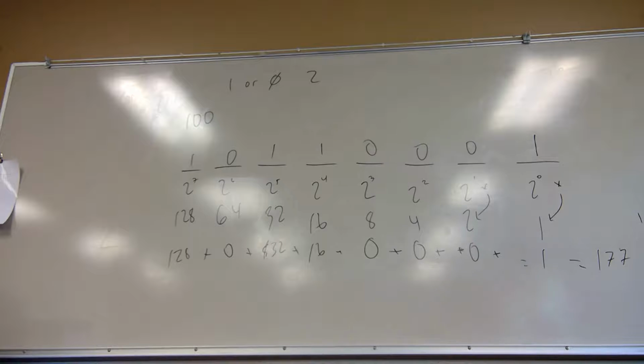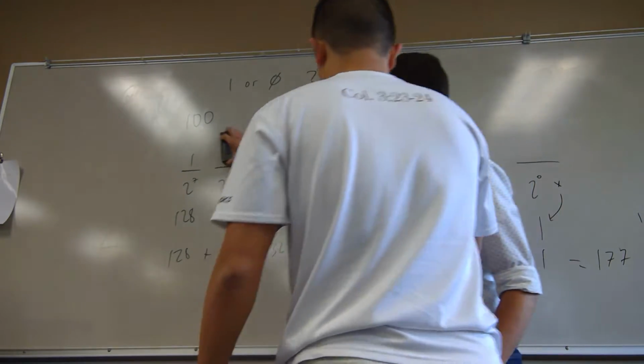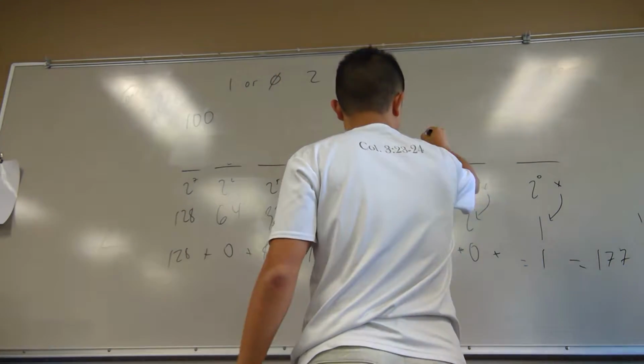I thought we were doing 100. We will. We were, but Edward wanted to show that one off. So, did you use a binary calculator? No, I didn't. I think you just need to do this one.